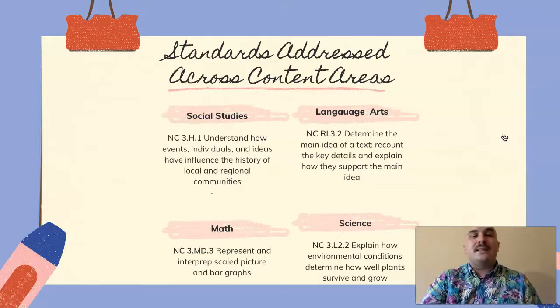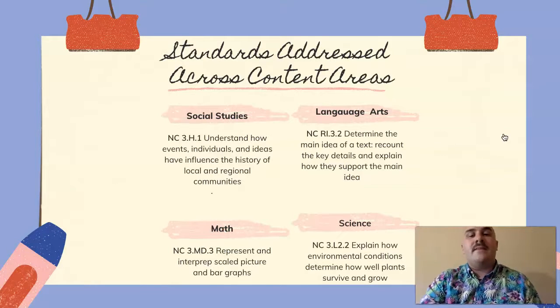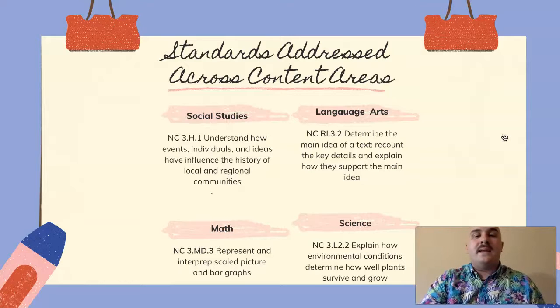science. For my social studies standard, I chose NC3H1, and that talks about understanding how events, individuals, and ideas have influenced the history of local and regional communities. So we integrated language arts, NCRI 3.1, into that social studies standard, and that says determine the main idea of a text, recount the key details, and explain how they support the main idea.